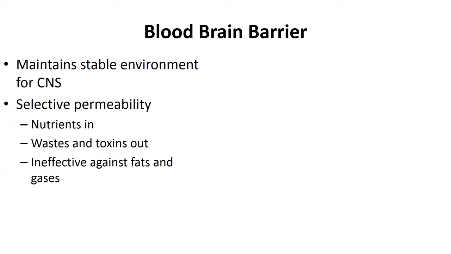The blood-brain barrier is also absent in some regions of the brain, for example in the vomiting center, so that the body can monitor the composition. And if, for example, you were to take in something toxic, it could initiate the vomiting reflex.